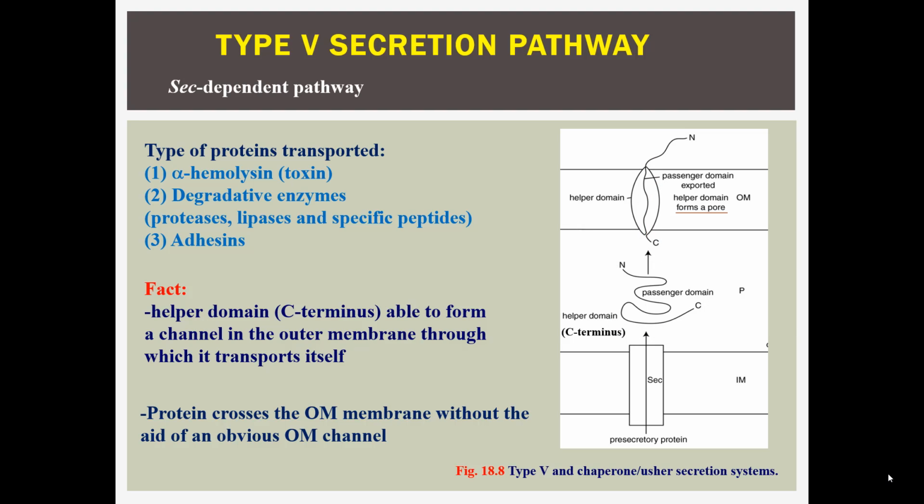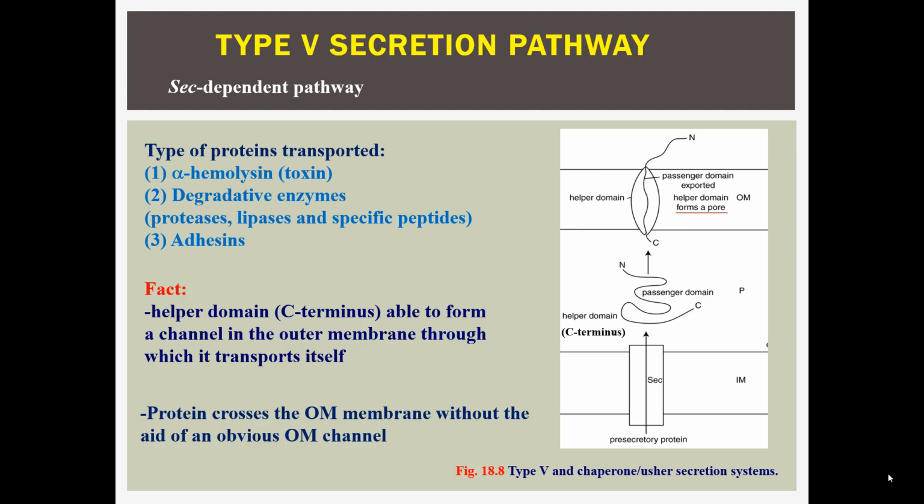The autotransporter has three domains: an amino terminal domain that is recognized by the sec system, an internal domain called the passenger domain, and a carboxyl terminal domain called the helper domain. The C-terminal helper domain inserts into the outer membrane to form a secretion channel through which the passenger domain is exported to the cell surface.